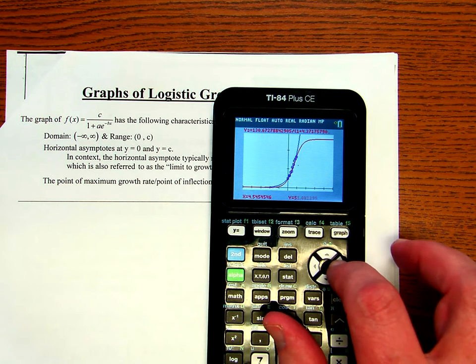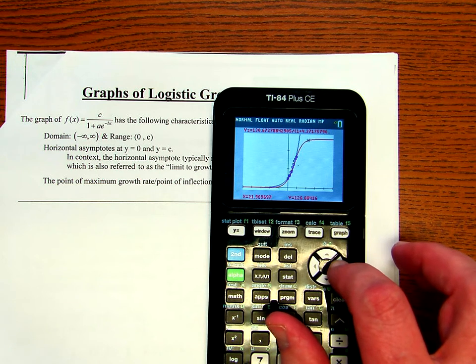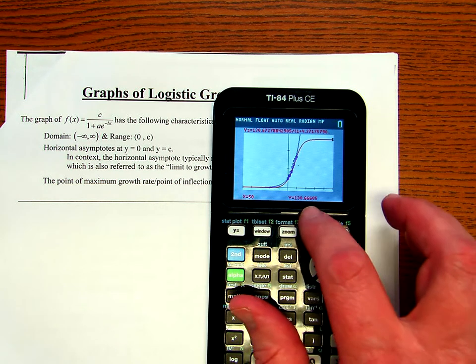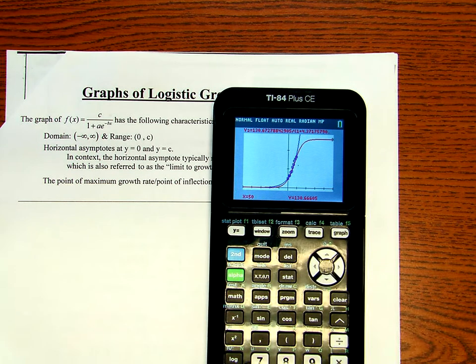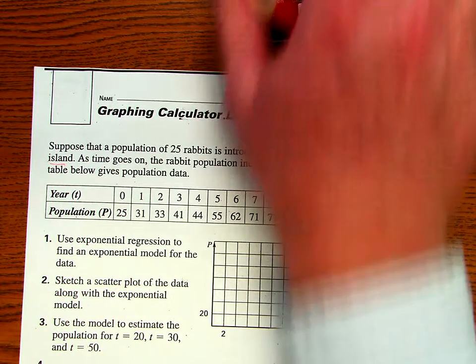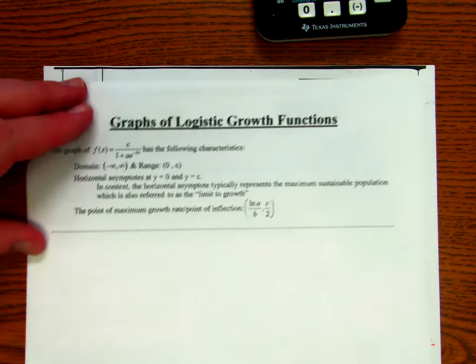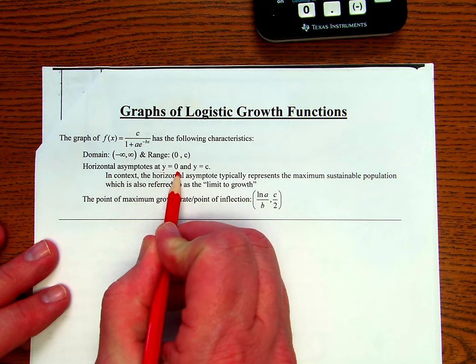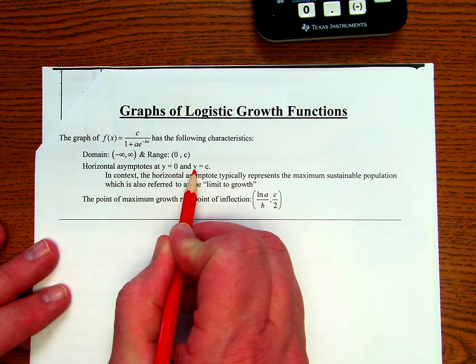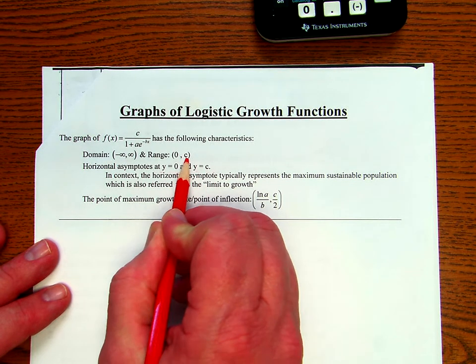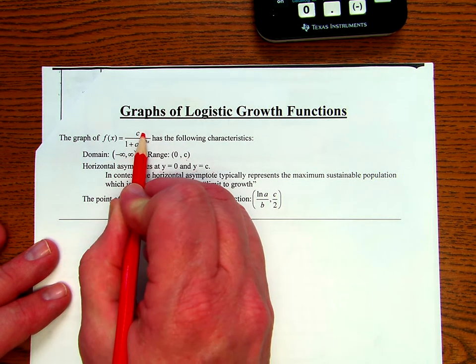If we were to trace this here, and we look at these y values, we see that the y values are never going to get above that 130.67 number. That's the top limiting factor. So we're going to have two horizontal asymptotes. The lower one is going to be the x-axis, or y is equal to 0. The upper one is going to be at y is equal to c, which means that's the upper bound of the range, which is going to be that top number right there.